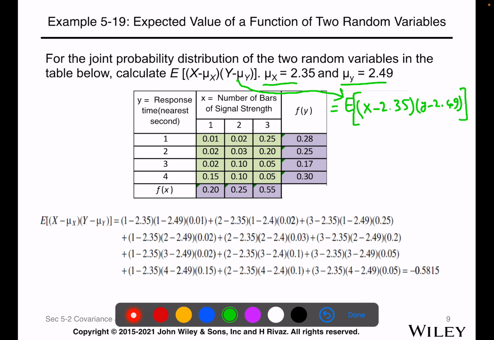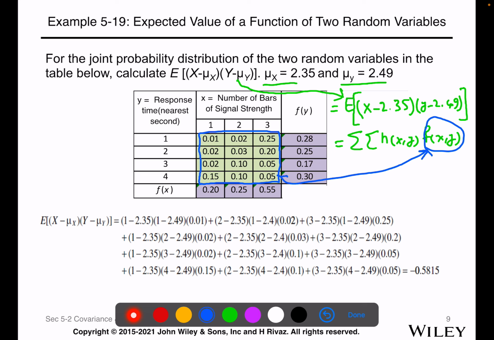Now, what I have to do, remember, the expected value of a function is the double sum of that function, h of x and y, times f of x and y. What is f of x and y? F of x and y is basically these 12 numbers. So all I have to do is add up the summation over these 12 terms. So let's do some of them.